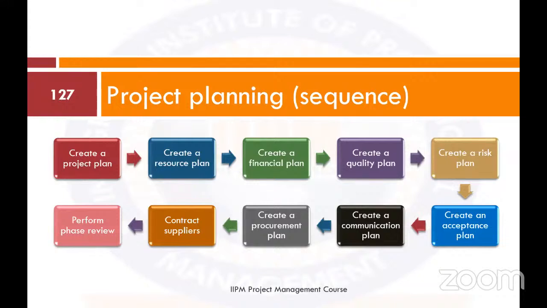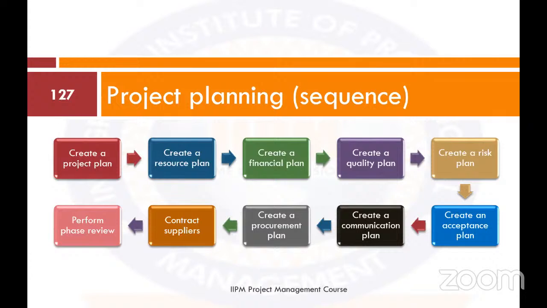Then you have your quality plan. That tells you what levels of quality need to be involved in the project product. Then you have your risk plan to tell you all of the risks associated with the project. And then you have your acceptance plan. What do we do, or how do we accept the deliverable at the end of the day? What are the requirements for acceptance of the project?